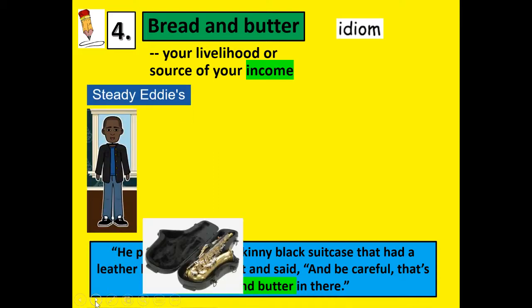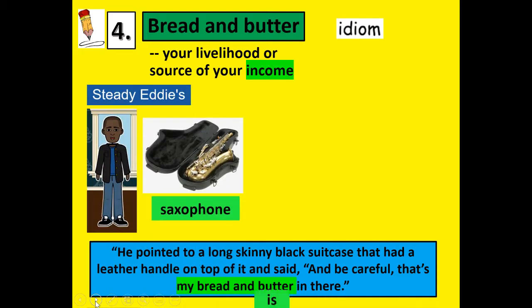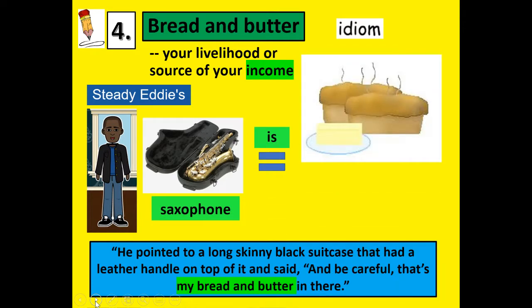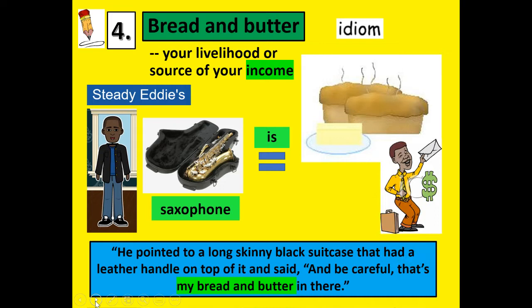So Steady Eddie pointed to a saxophone case and said, in there is my bread and butter. That's how he gets paid. That's his livelihood. That's his income. So, bread and butter means your livelihood or your source of income. He pointed to the black suitcase and said, be careful, that's my bread and butter in there, meaning he makes his money by playing the saxophone.